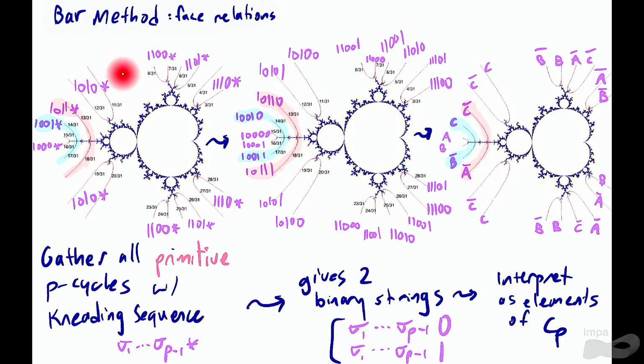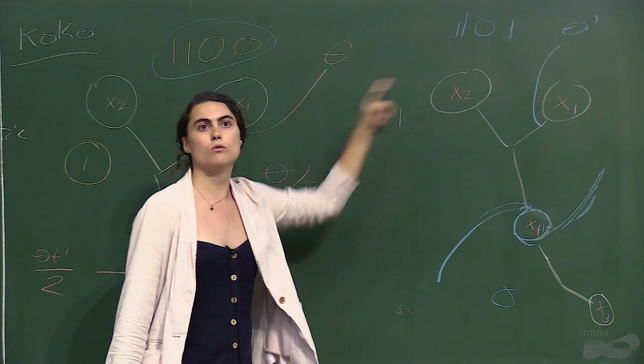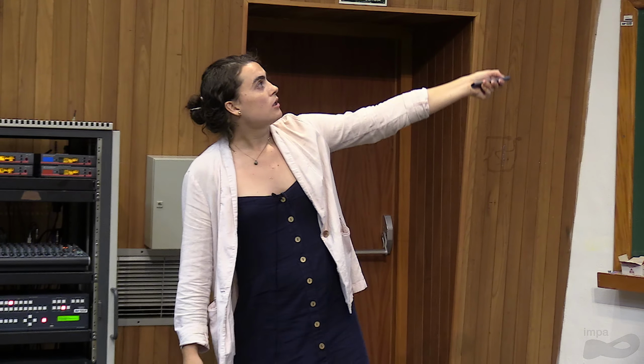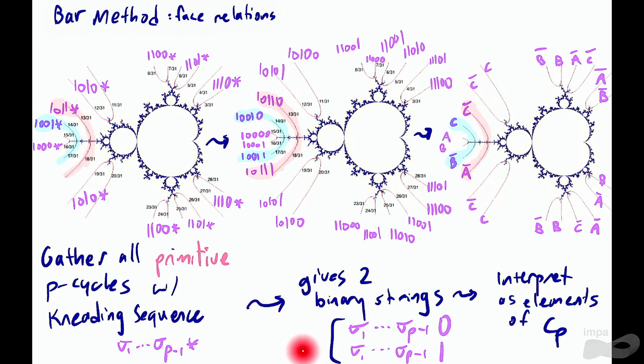But each one of these has a needing sequence, and I'm labeling it by some number like 1 or 0, and then the last entry being a star to reflect that it really can take on a 0 or a 1, depending on which of our two partitions we chose to take. So we gather all of our needing sequences, and then by taking one of our two partitions, we'll get two binary strings that either end with a 0 or a 1. So now each polynomial has two different binary sequences associated to this. We can interpret these binary elements as elements of CP.